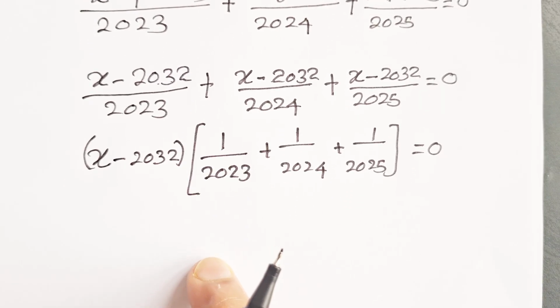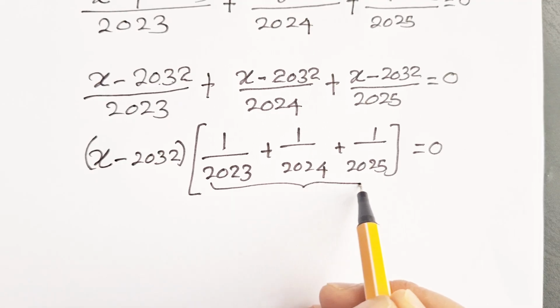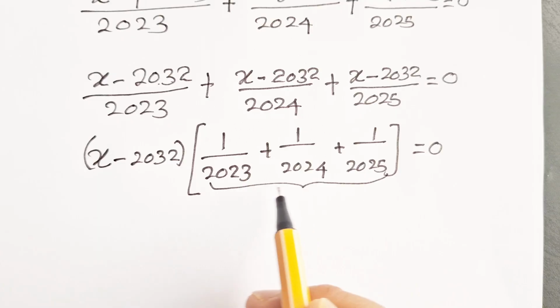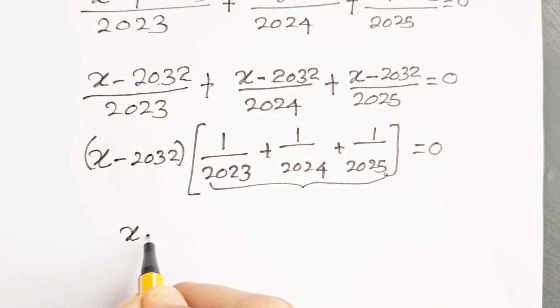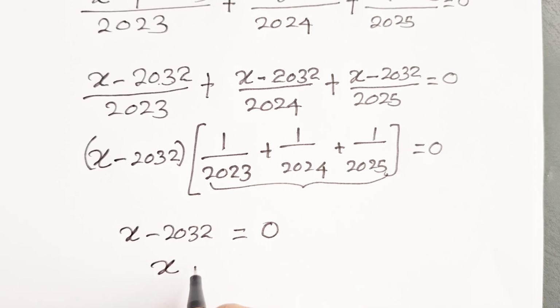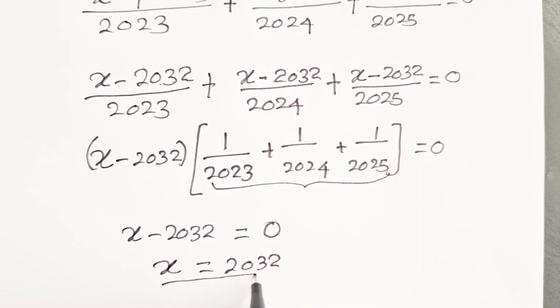Now you can clearly see this part can't be equal to 0. This part is a constant. Then definitely this part, x minus 2032, must be equal to 0. Then we can find the final answer: x equals 2032.